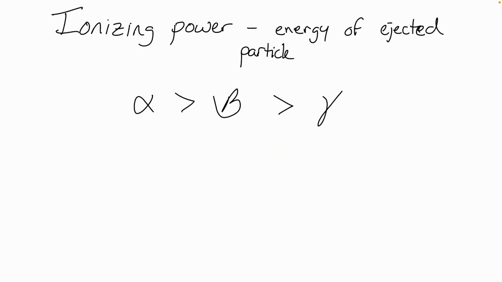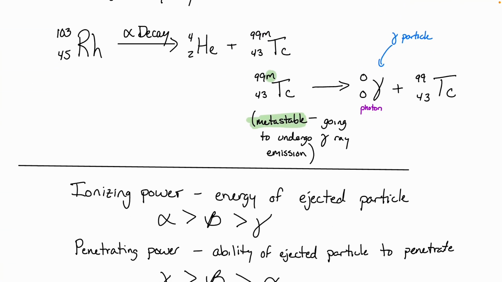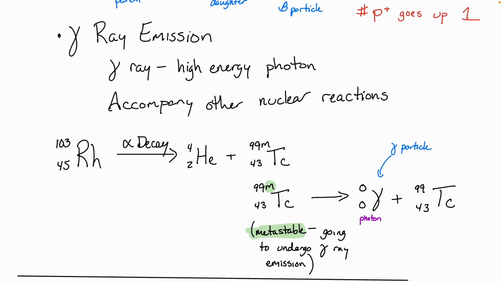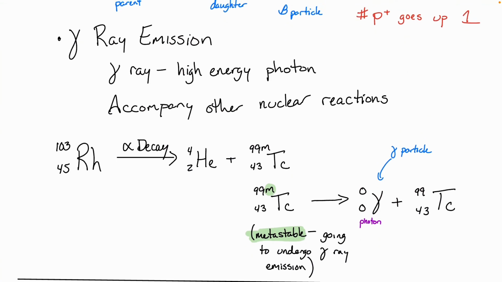The gamma ray emission. Yeah, but for this one, I don't know if you could say always, but yes, this is something that typically occurs with other nuclear reactions. And again, the way that you would tell that is because it would be written with this little metastable script up there.